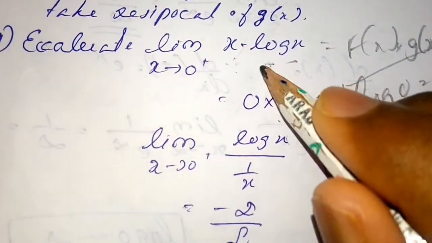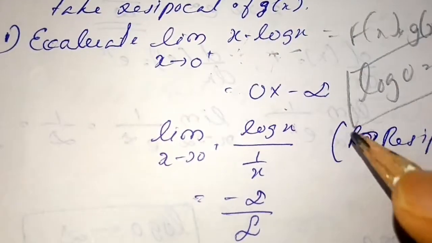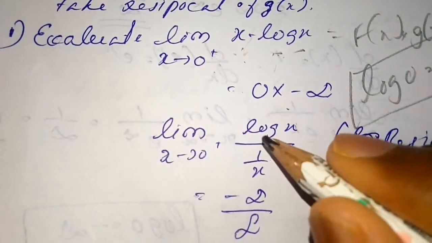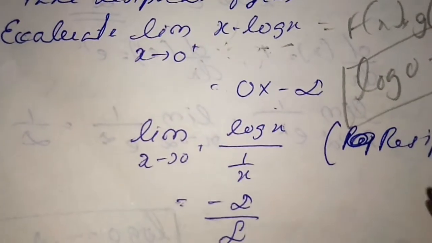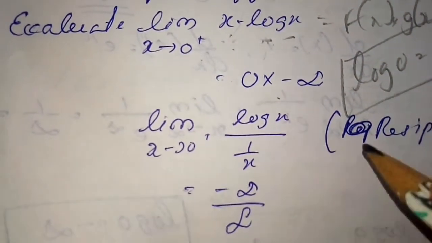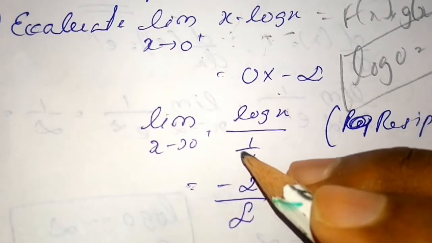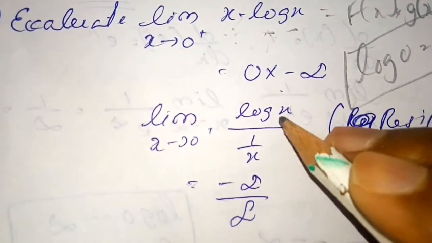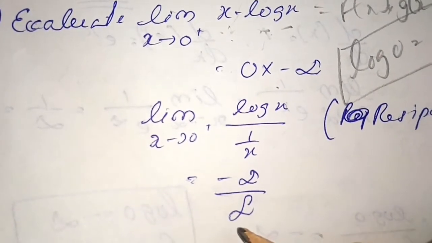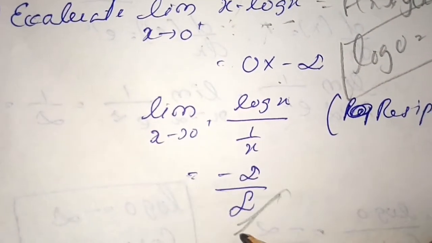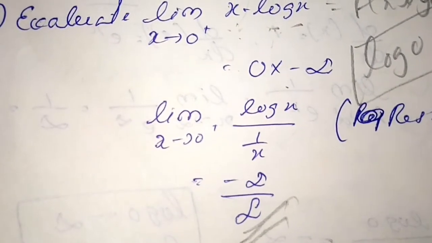So we are considering f of x as log x and g of x as x. By rearranging we can write log x and the reciprocal of x, which is 1 by x. So we will arrive at log x divided by 1 by x. So 1 by 0 is infinity and log 0 is minus infinity, so we have arrived at minus infinity by infinity. It is also another indeterminate form, so we have to go for L'Hospital rule here.